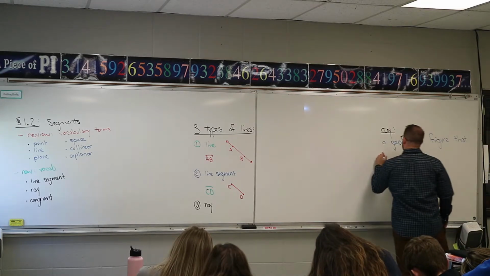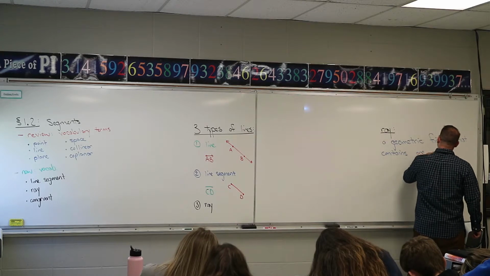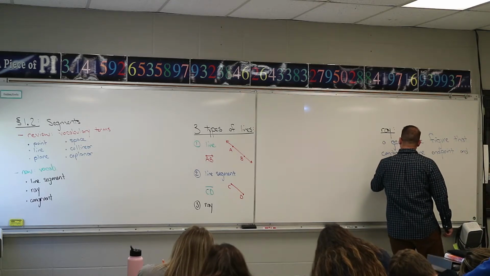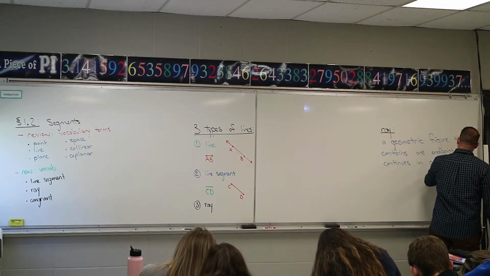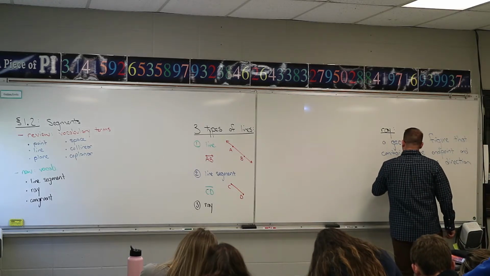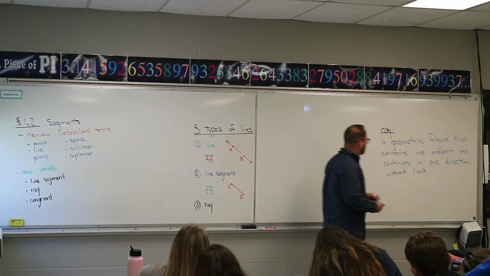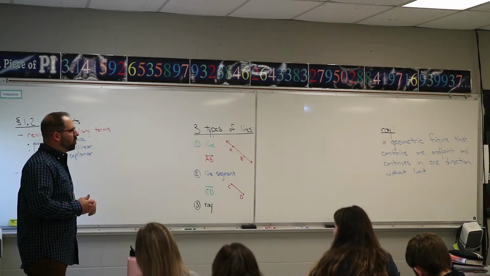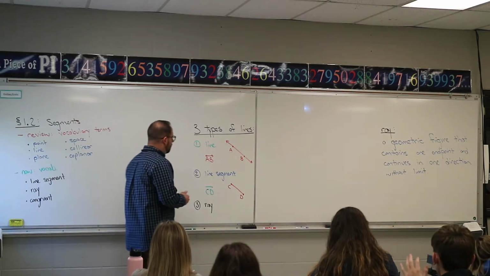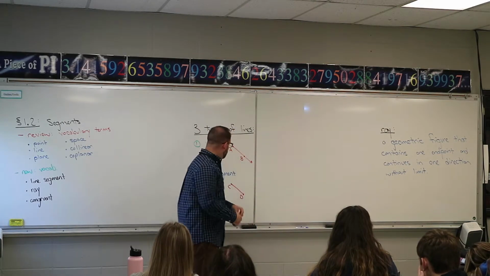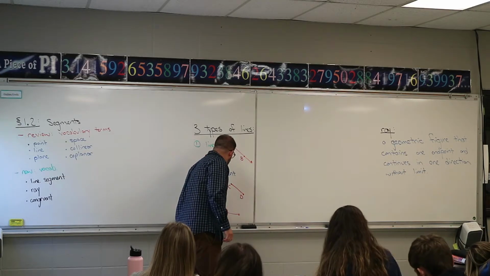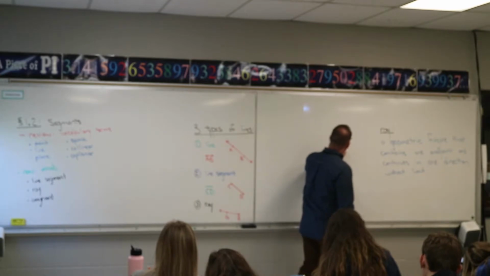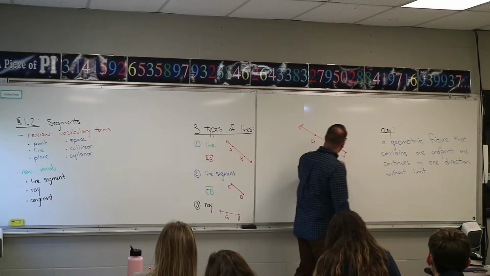that contains one endpoint and continues in one direction without limit. One endpoint continues in one direction without limit. So what's the drawing going to look like? Somebody's name. Endpoint with an arrow. Boom. Endpoint, arrow going in one direction. We call this G and H. There you go. I'm going to draw a really big drawing so some people can see that. There's a ray.